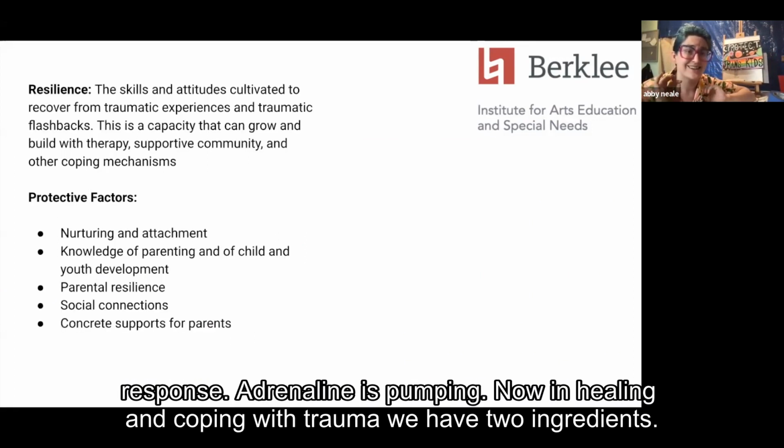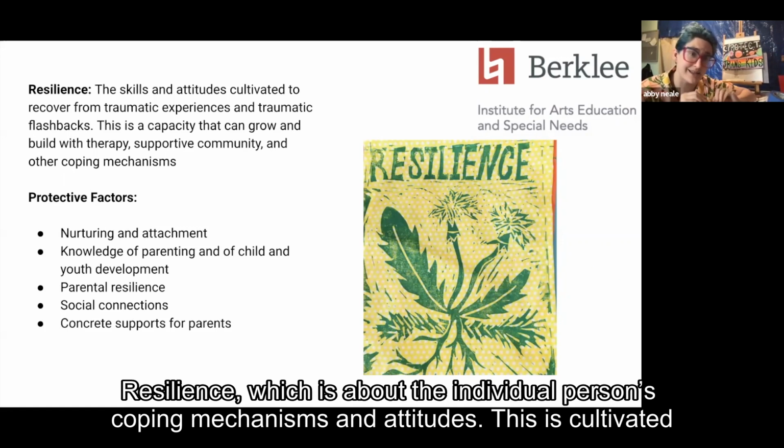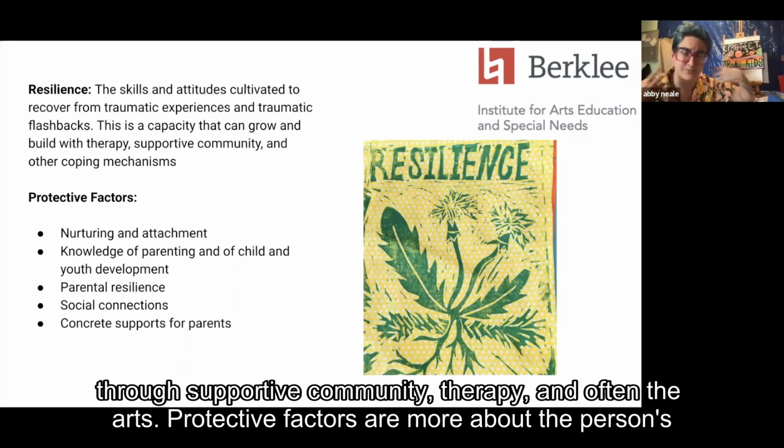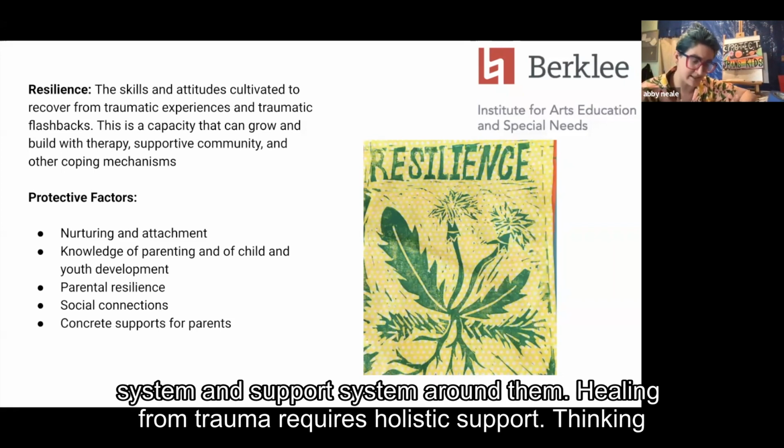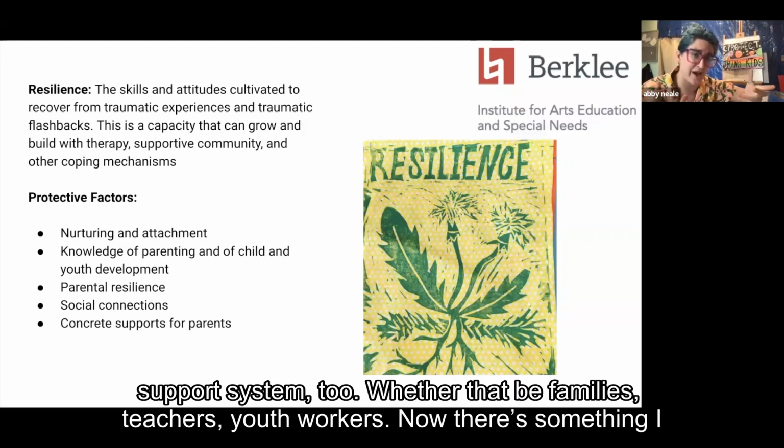Adrenaline is pumping. Now, in healing and coping with trauma, we have 2 ingredients: resilience, which is about the individual person's coping mechanisms and attitudes. This is cultivated through supported community, therapy, and often the arts. Protective factors are more about the person's system and support system around them. Healing from trauma requires holistic support, thinking about Maslow's hierarchy of needs, and also not only that of the traumatized persons, but their support system too, whether that be families, teachers, youth workers.